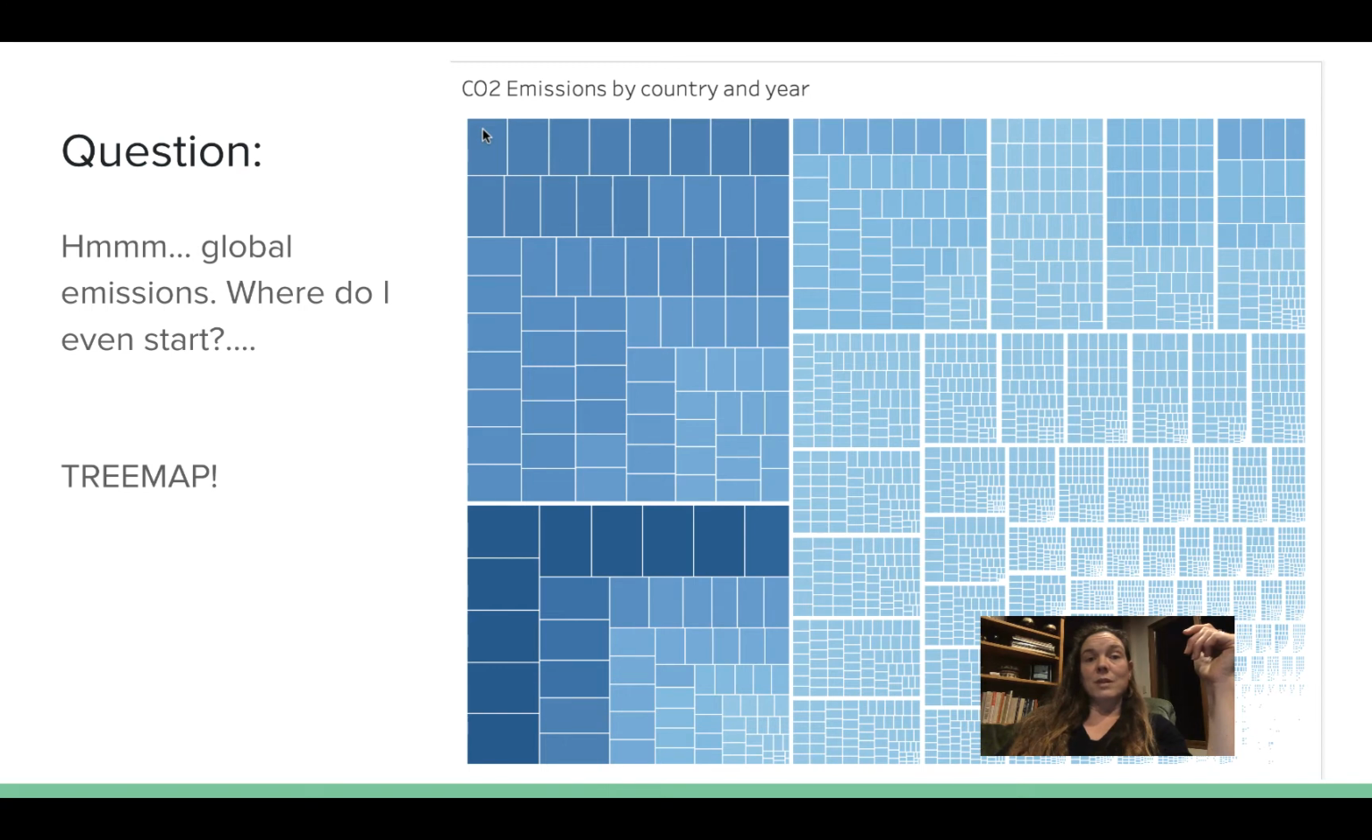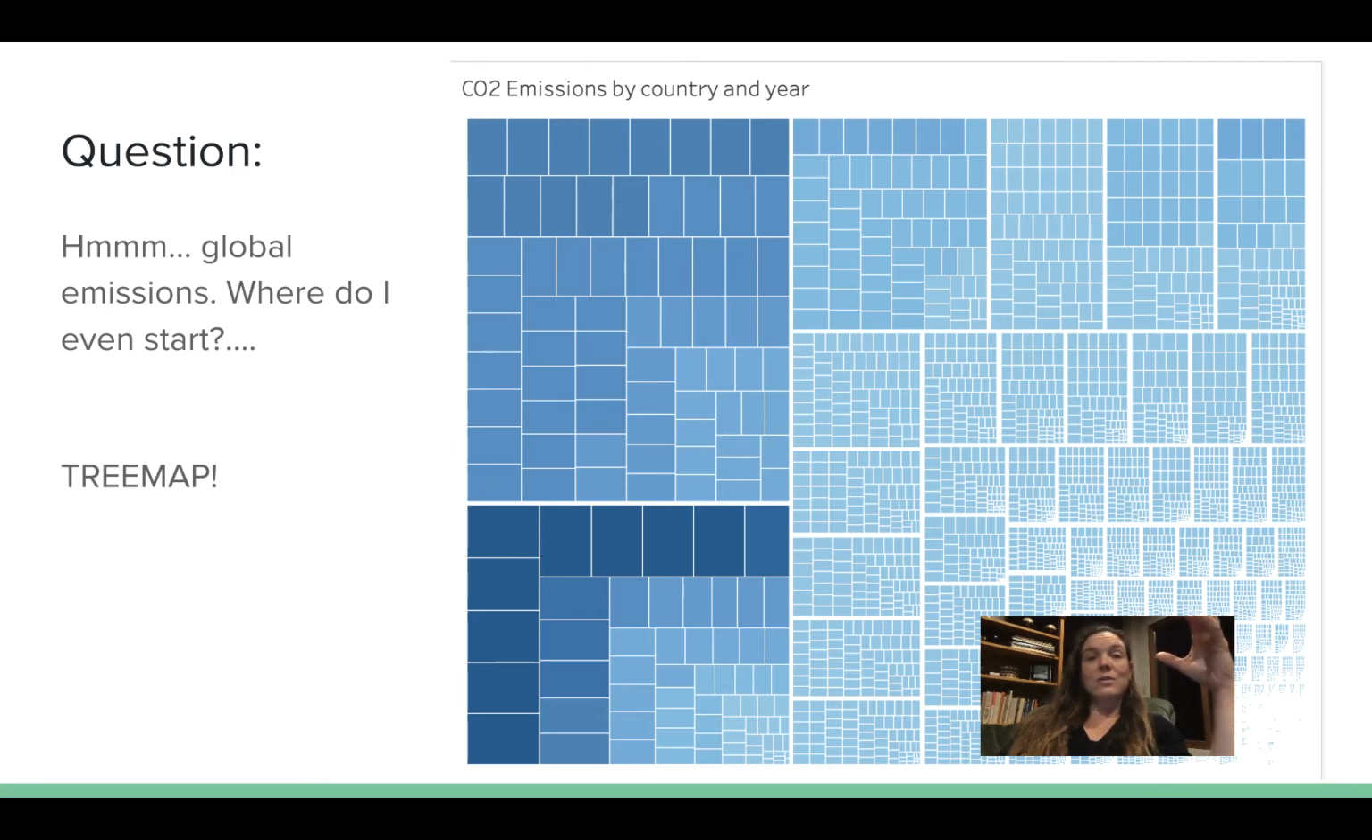So this upper left-hand corner rectangle is carbon dioxide emissions in the United States in 2019. Whereas if we go down here to the bottom, that small rectangle is carbon dioxide emissions in the United States in some much earlier year in the 20th century. So the overall size of the entire rectangle given to the United States tells us how much carbon dioxide pollution it has emitted over the time period studied.